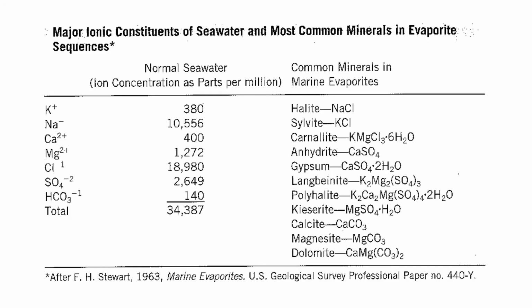So major ionic constituents of seawater and most common minerals in evaporite sequences. You have potassium is really high, and sodium, which is where we get halite, sylvite, anhydrite, gypsum, calcite, and dolomite. These are the ones that we're most familiar with. Dolomite is actually used in concrete making, which is pretty cool.